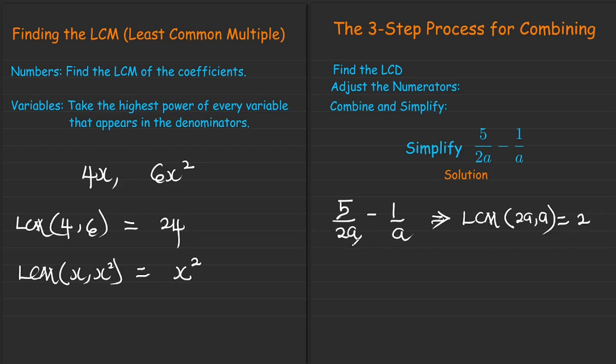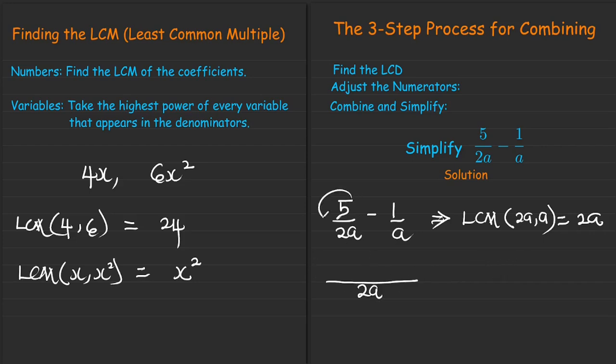Then for the variable, we have what? a and then a. They all have the same powers, so we just take one of them. So 2a becomes our LCM. We write our 2a, and then we can now adjust our numerators. So 2a divides 2a how many times? Once. In other words, 2a divided by 2a gives us 1.